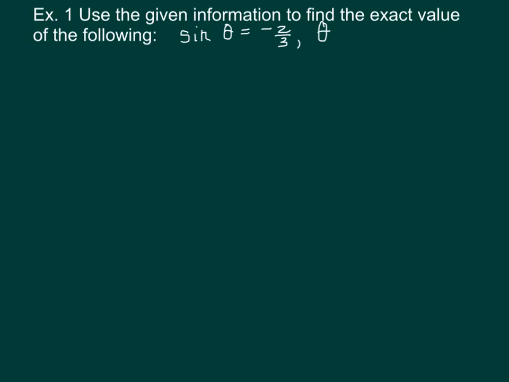Example 1, use the given information to find the exact value of the following. Sine theta equals negative 2 over 3. And we're going to say that theta lies in quadrant 3. Okay. So first we're going to draw the triangle in quadrant 3.